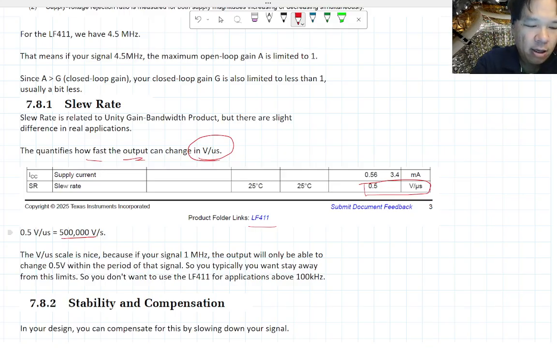The reason the volts per microsecond scale is nice is that's basically how fast your signal is. If you are at 1 megahertz, that has a period of 1 microsecond. That means if your signal is 1 megahertz, the LF411 can change half a volt in that period. So in real life application, if you're using the LF411, you really don't want to use it above 100 kilohertz because the voltage change is just going to be too slow.